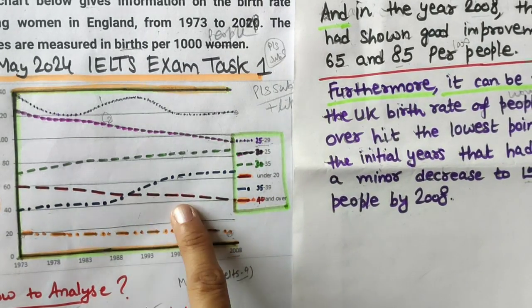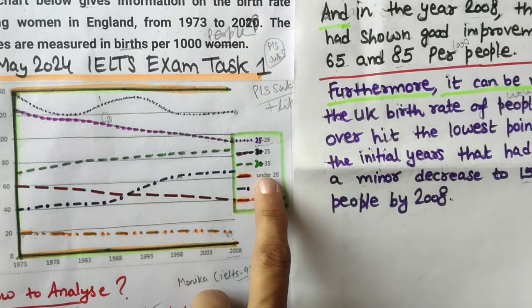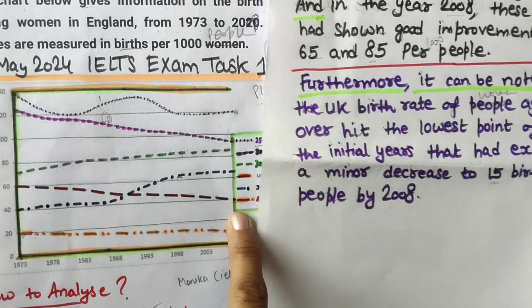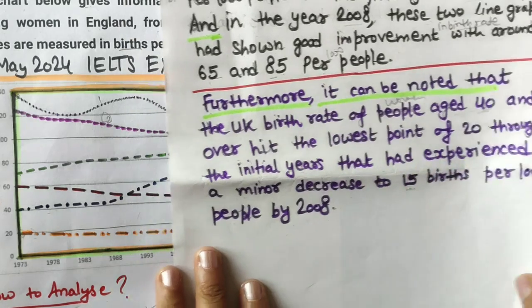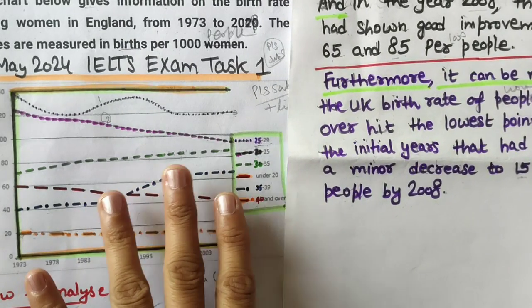Please do write one more sentence about this red line, meaning this under 20. This is also going downward. Okay, no extra information should be there in writing task 1.